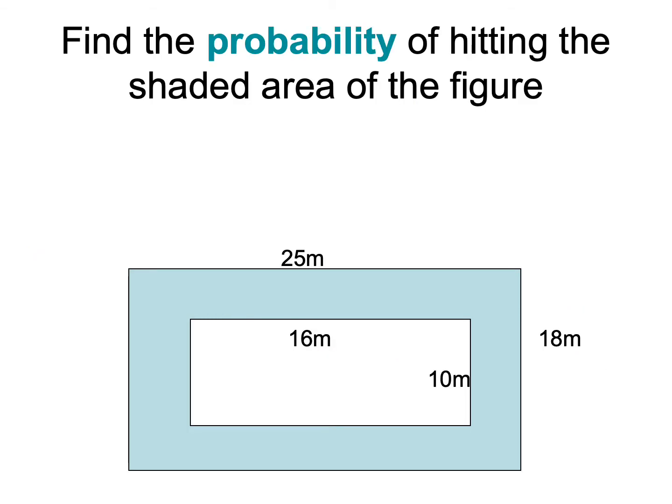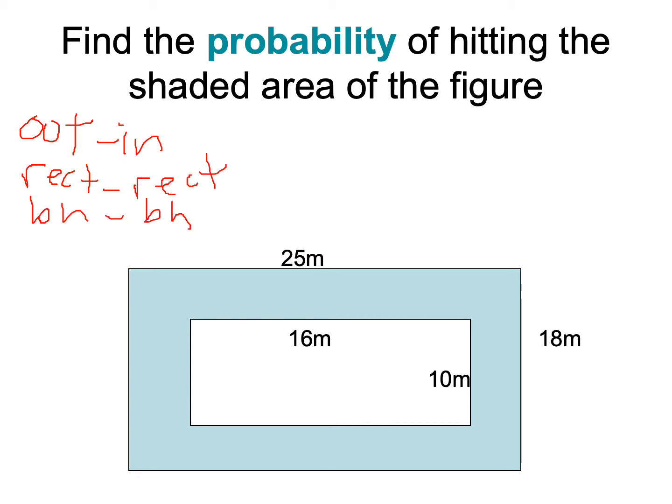Alright, next, find the probability of hitting the shaded area. So this is actually number 6. So we're going to skip down there because it's like the other one, outside minus the inside. I got a rectangle on the outside, I got a rectangle on the inside. Base times height, base times height. Fill in your parts. This is how you get good at math, is do all the steps. So the base and the height on the outside, 25 times 18, and the base and the height on the inside, 16 times 10.